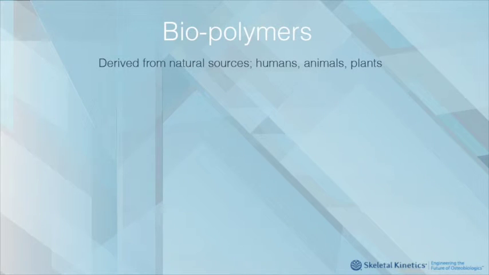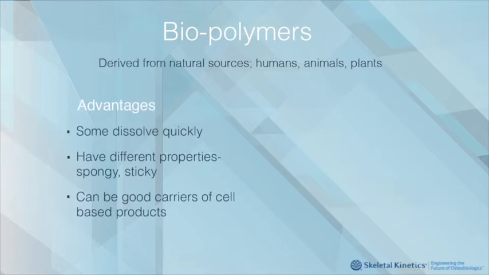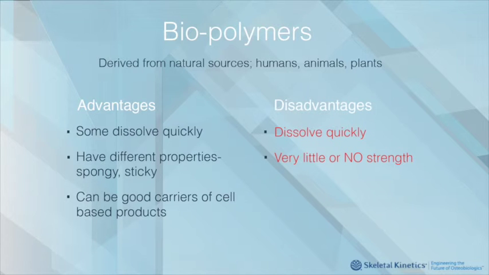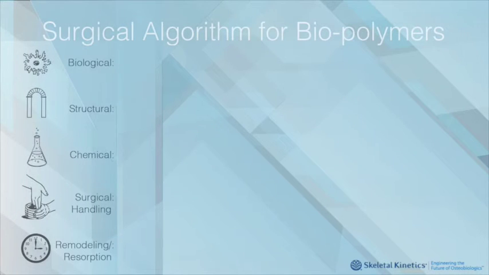Next, we have biopolymers. These are products derived from natural sources, like humans, animals, and plants. Examples of these would be collagens and alginate. Advantages are some dissolve quickly, which can have its advantage. They offer different properties, like sponginess or stickiness, and they can be good carriers of cell-based products. The disadvantages are, again, they dissolve quickly, which could compromise our constructs or bone growth, and they offer very little or no strength.